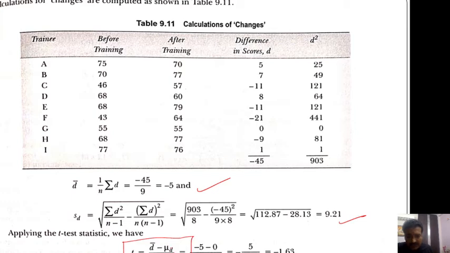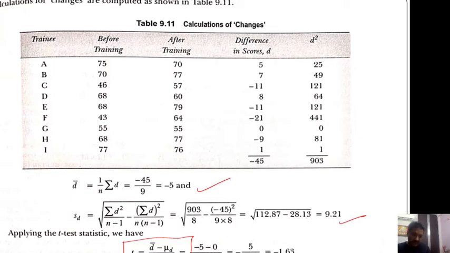Mu d is obviously 0, because here we have taken under the null hypothesis that there is no difference, means the before training and after training the results are the same. We are testing this hypothesis. That's why mu d is 0. D bar we have calculated as minus 5. SD is also calculated as 9.21, and it comes to minus 1.63.